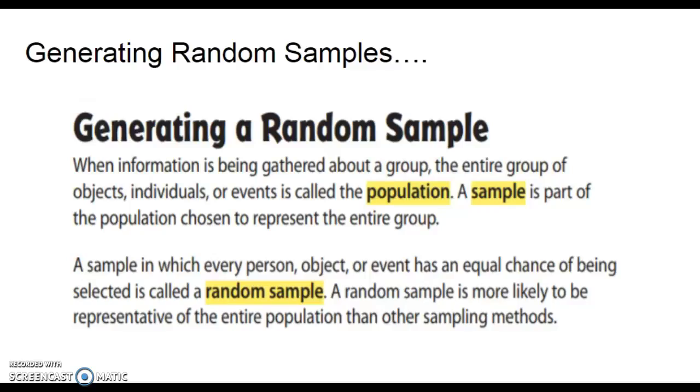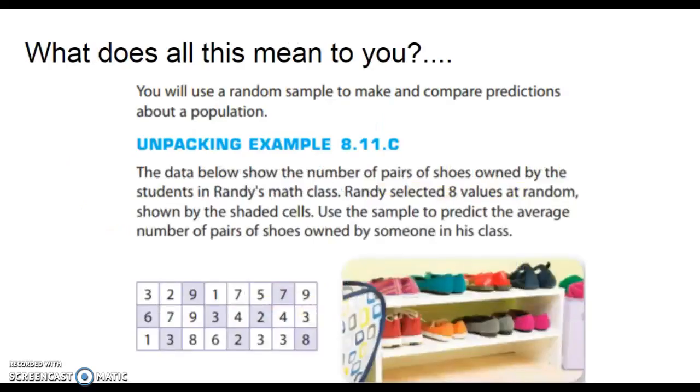When information is being gathered about a group, the entire group of objects, individuals, or events is called the population. A sample is part of that population chosen to represent the entire group. A sample in which every person, object, or event has an equal chance of being selected is called a random sample. A random sample is more likely to be representative of the entire population than other sampling methods.